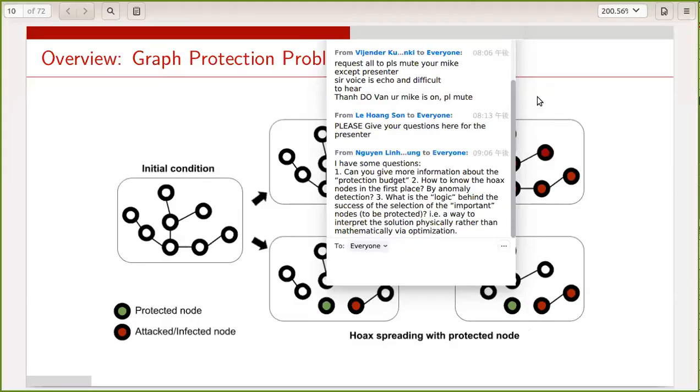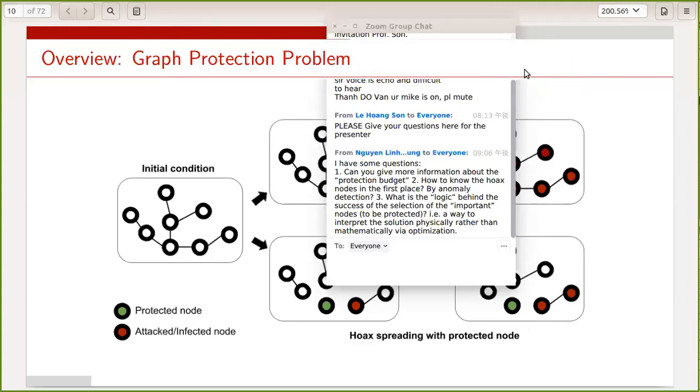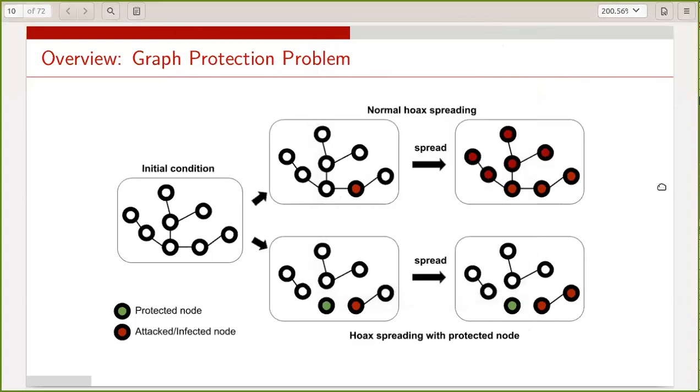Actually, I put some questions on the chat panel, trying to understand the things. I'm not working in this area anyway, but I'm trying to understand what you are saying. Actually, it's interesting. I did some work on graph signal processing, which exploits this dynamic of graph dynamic networks. Anyway, I put some questions up there in the chat.